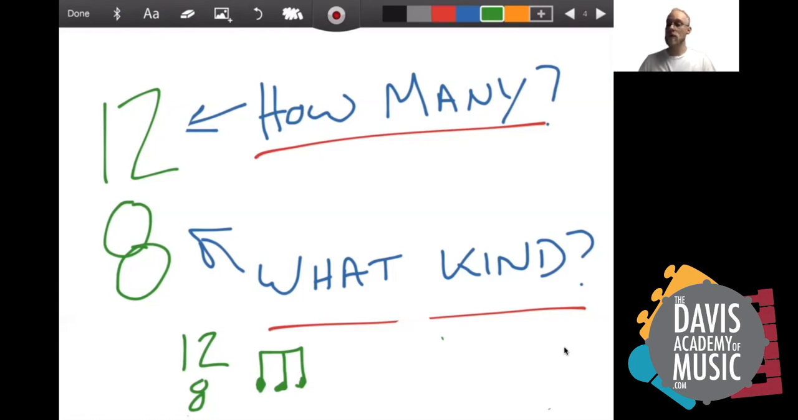Well, actually 8/8 would be considered duple, but if we were in 9/8, it would be 1, 2, 3, 4, 5, 6, 7, 8, 9, and 12/8 again is divisible by 3, so we consider that a compound meter. And we have 1, 2, 3, 4, 5, 6, 7, 8, 9, 10, 11, 12.